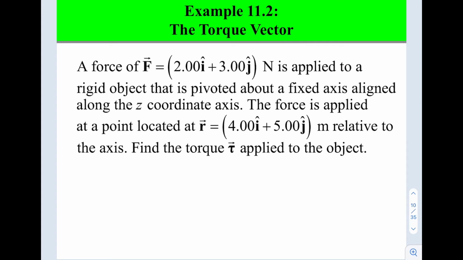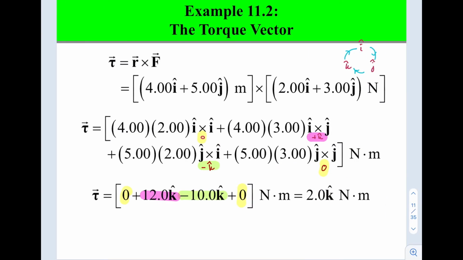Example 11.2, the torque vector. A force F equivalent to 2i plus 3j Newton is applied to a rigid object that is pivoted about a fixed axis aligned along the z coordinate axis. The force is applied at a point located at r equivalent to 4i plus 5j meter relative to the axis. Find the torque applied to the object.